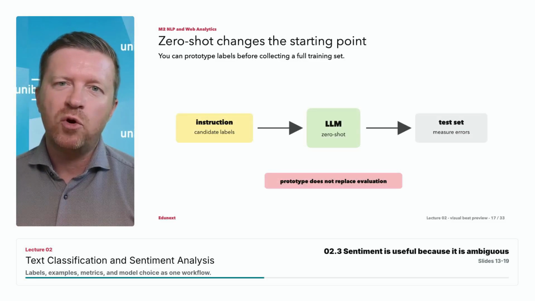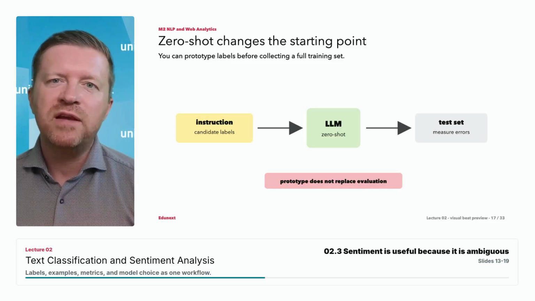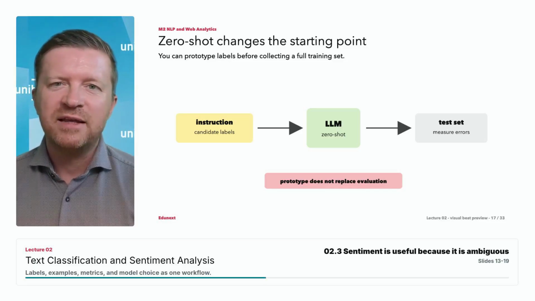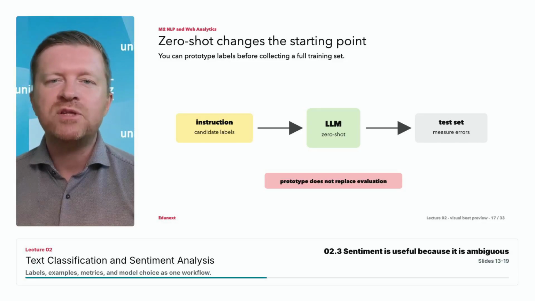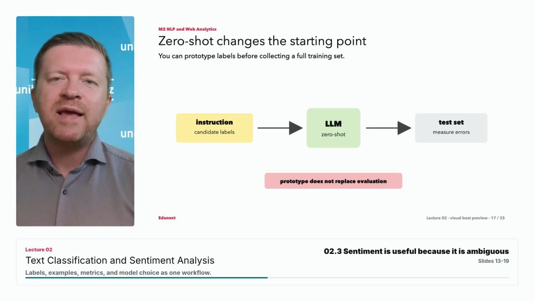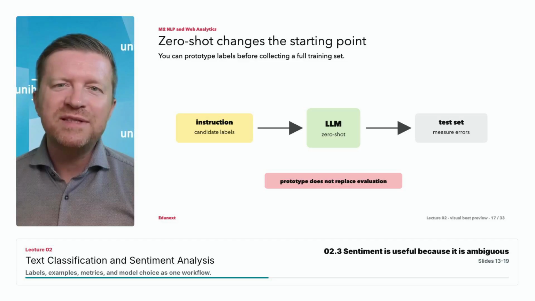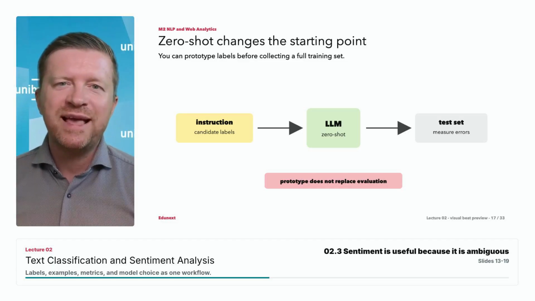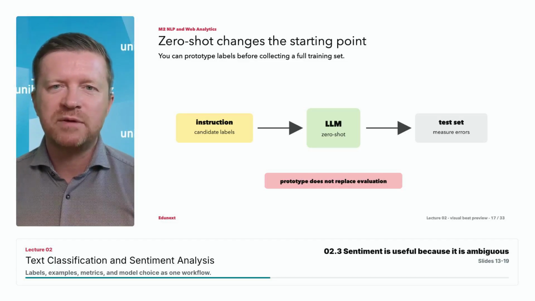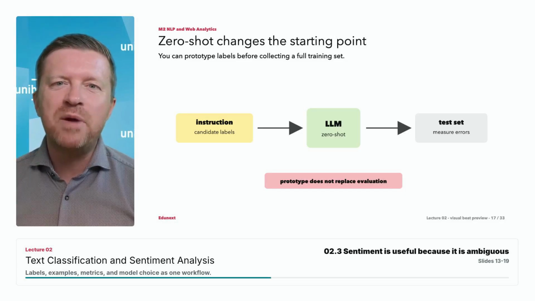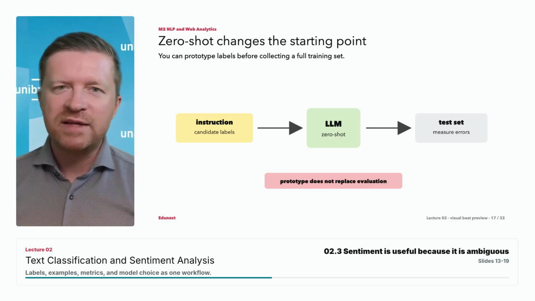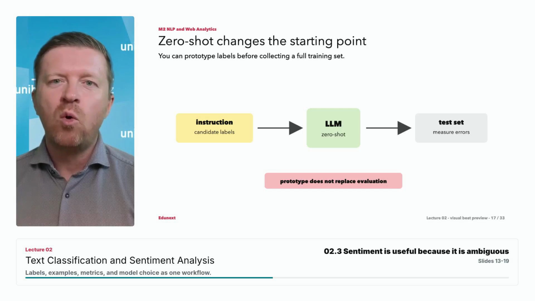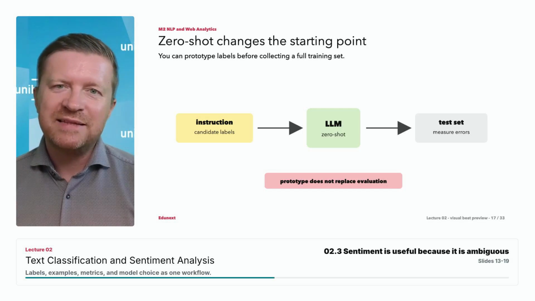Instead of training a new classifier immediately, you can give the model a text and a set of candidate labels. For example, positive, neutral, negative, and urgent. The model then chooses the label that seems most appropriate. This is very useful for prototyping. If you do not yet have a labeled dataset, zero-shot classification can help you explore whether your labels make sense. But it is still a classifier and it can still be wrong.